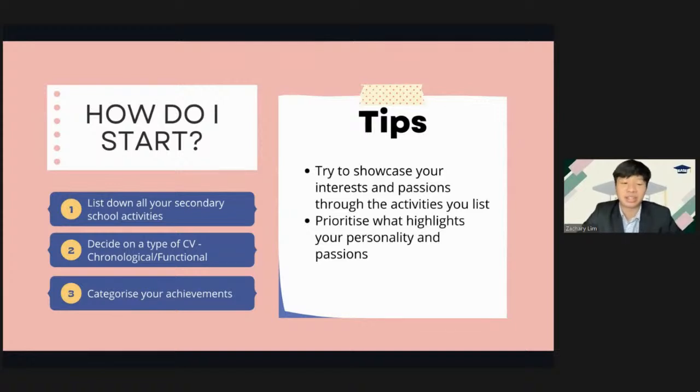And the last step is to categorize your achievements. Basically, categorize them into your academics, your sports, your leadership, and so forth. So that's the third step. And some general tips for writing your CV: try to showcase your interests and passions through the activities that you highlight, that you list.